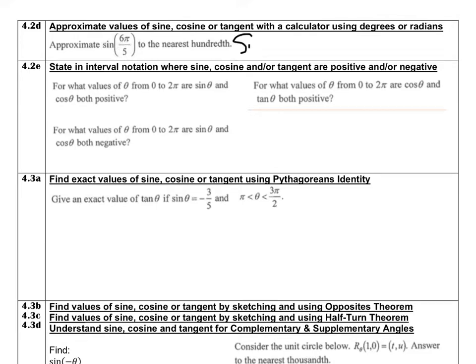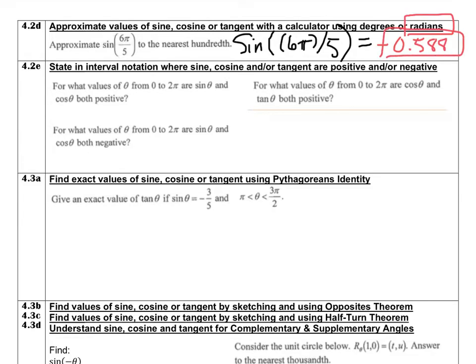But be very careful. When you type this in, it is the sine of, in parentheses, 6 pi, and then divide that by 5. You also need to make sure you're in the right mode. These are radians, so check the mode on your calculator and change it before you hit that button. When you do that, you will get that the answer is negative 0.588.